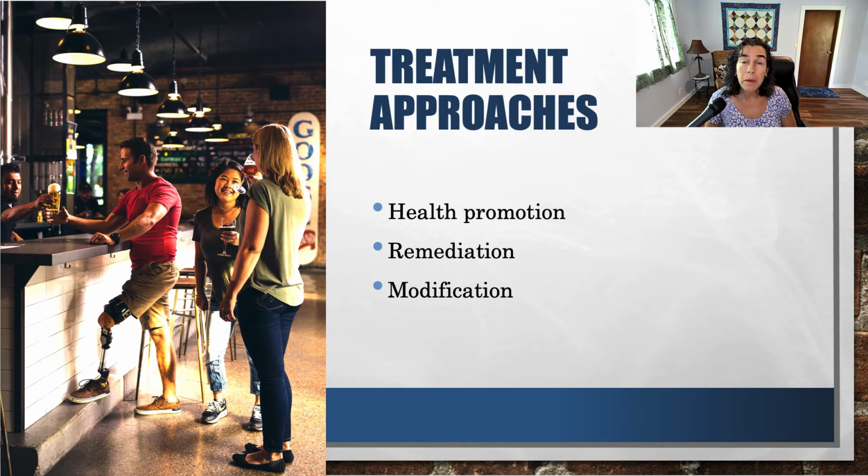And then we can make modifications, which include both adaptations, potentially equipment, and compensatory strategies. So if a person absolutely cannot engage in a particular aspect of sexuality, how can we change around the activity so that they then can participate?